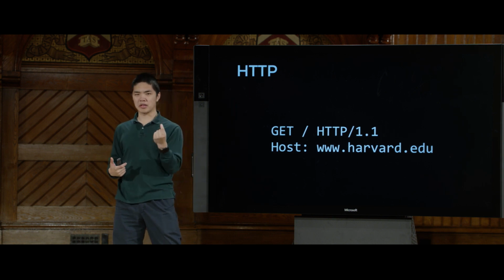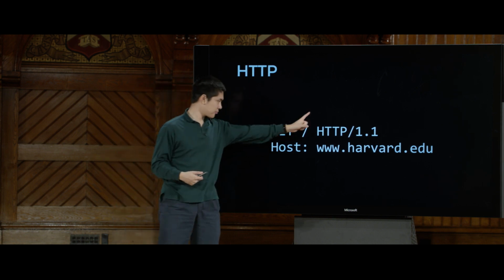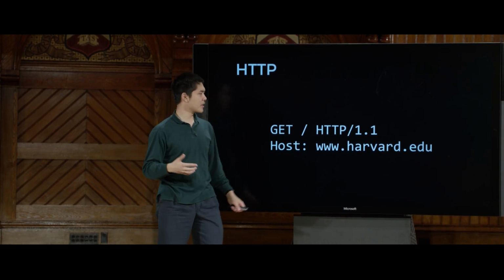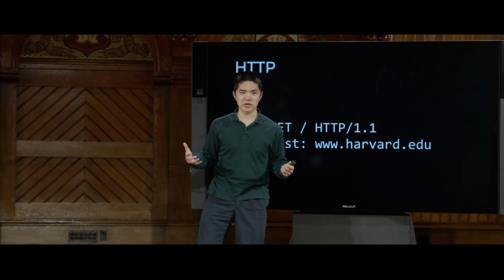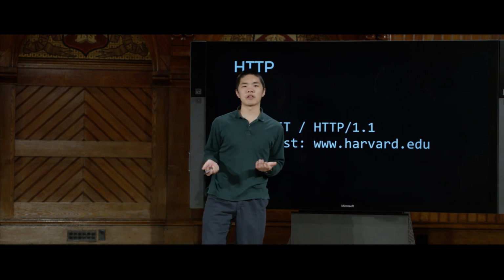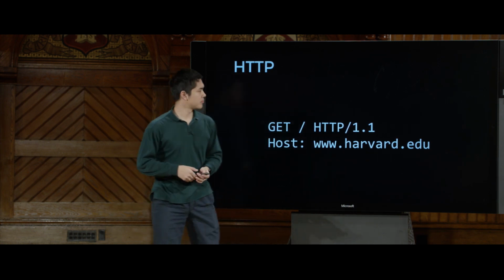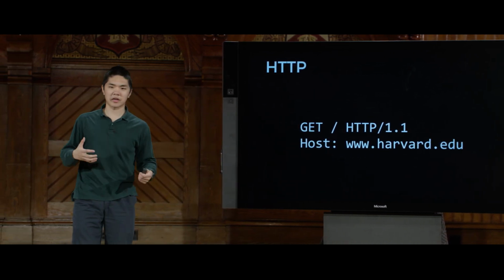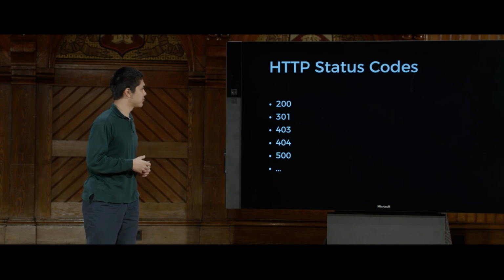And so GET and POST are two examples of request methods. Now, what route specifically am I requesting information from? This slash just means the default route, get me the home page, for instance. HTTP 1.1 is just the version of HTTP that I'm using. And then what host? What am I sending information to? In this case, harvard.edu. And so that's what an HTTP request, at least in the header section of it, might actually look like.